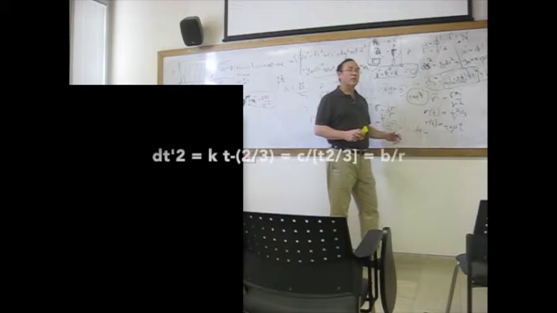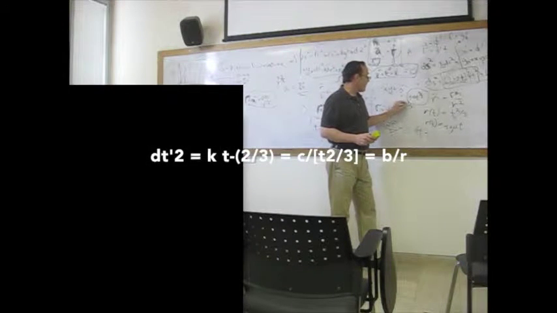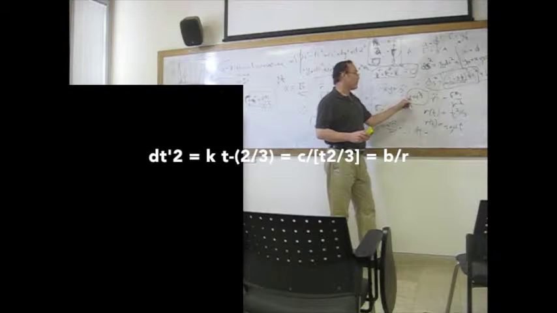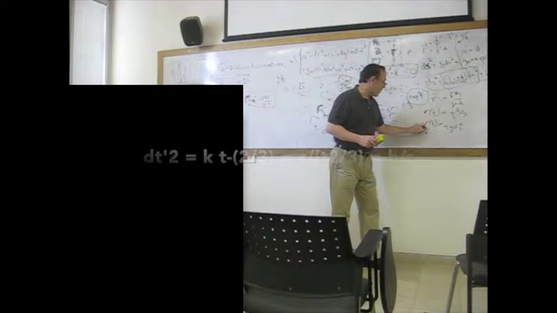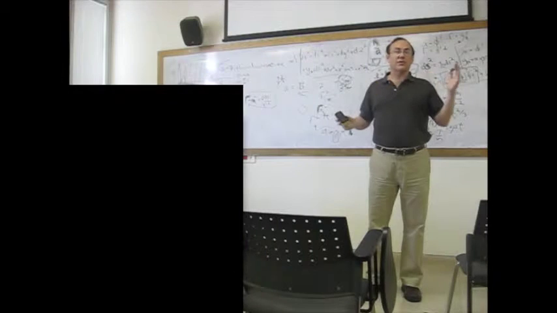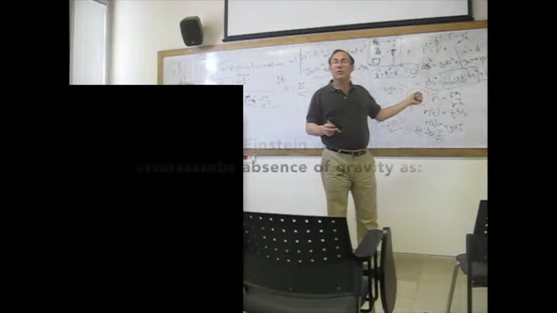What would dt prime squared be? Square that and you get t to the minus 2/3, which means 1 over what it was before, which is 1 over r. So dt prime squared will be proportional to 1 over r, and that tells you that the factor is the potential, 1 over r.